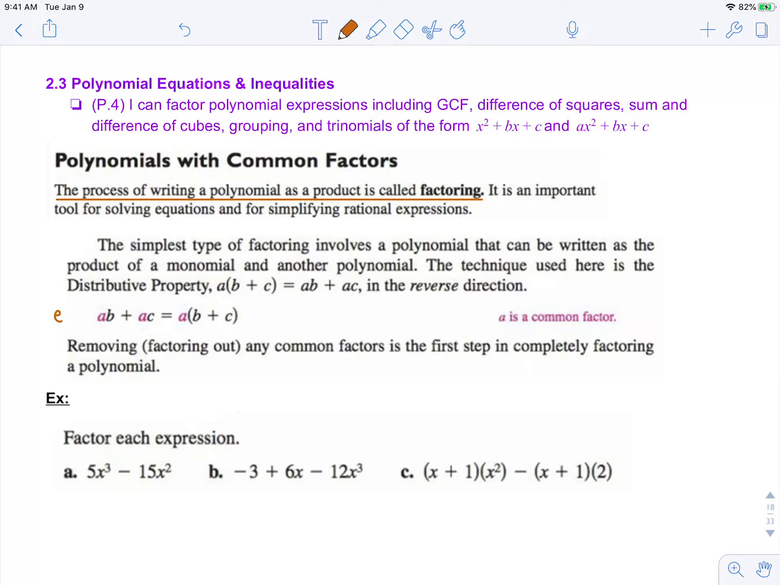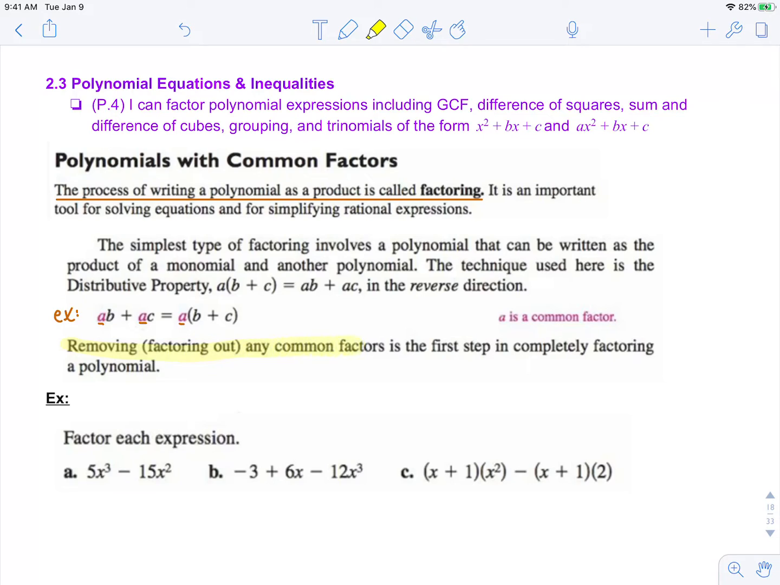So if we look at this example here, we have a binomial, and each term has a factor of a. So we can undistribute or factor that a out, and it leaves the sum of the two terms left.